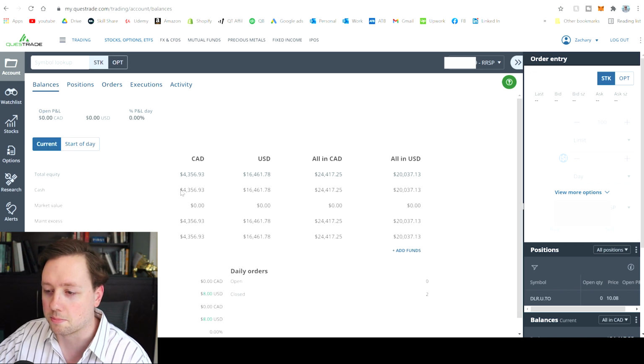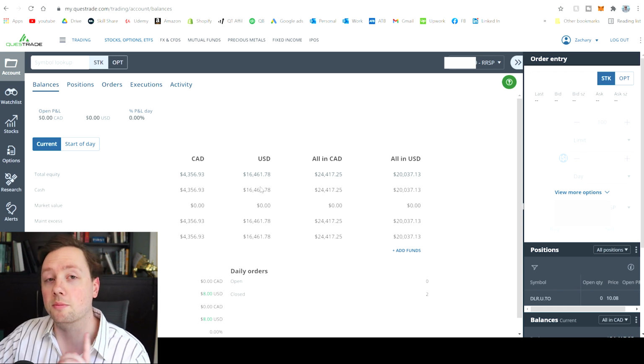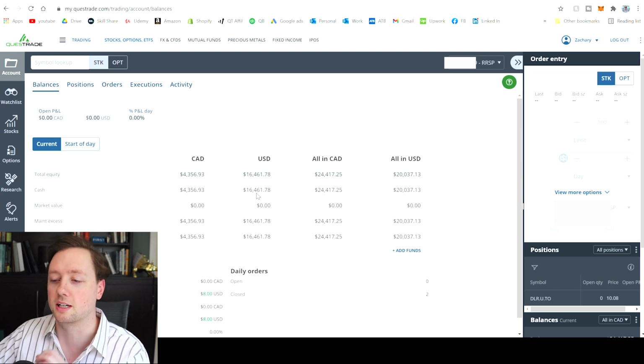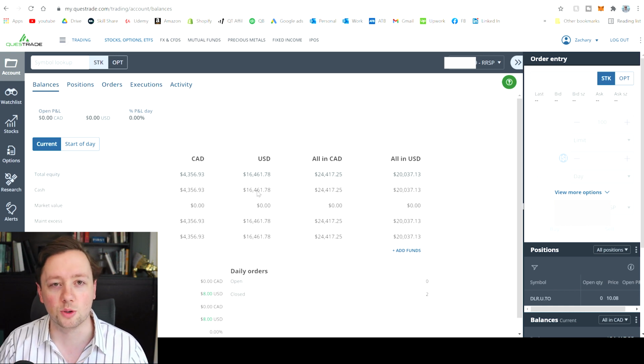Now when I go to my balances, you can see that I have $4,300 Canadian cash, just like before, but now my $16,000 is in this cash line. It is not in the market value line because now I have $16,461 worth of US dollar cash that I can go out and buy anything I want with. So that is the quick summary of how you use the Norbert's Gambit strategy in order to convert your currency.